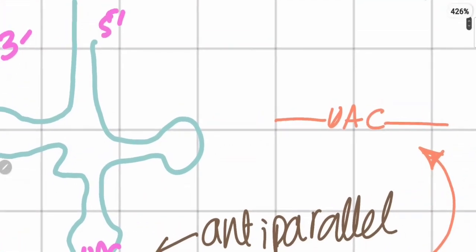Now we know that, for example, this is just an example. If you have UAG, this is a stop codon. We're not going to talk about this. Let's change this. Let's do this GAC, and then we have the transfer RNA that is complementary, like G, U, and C.